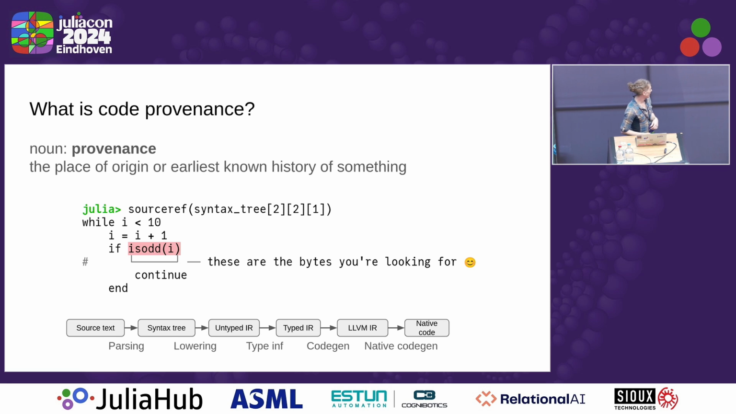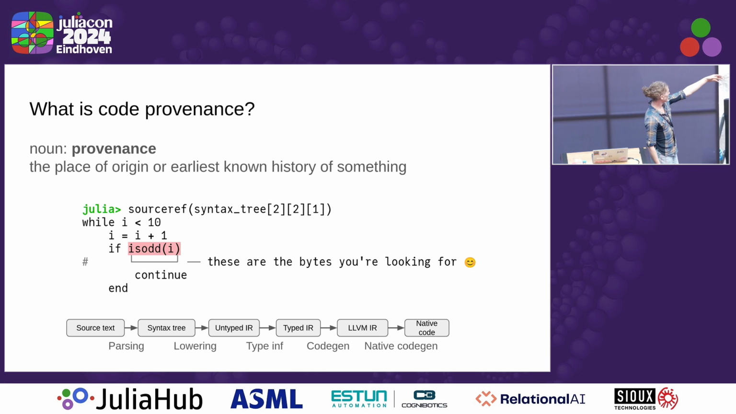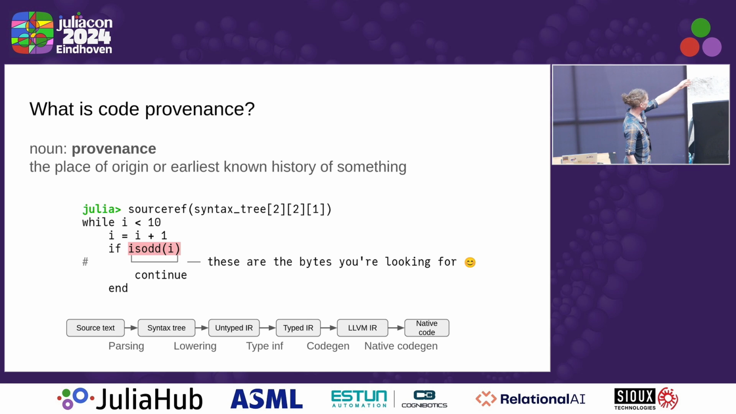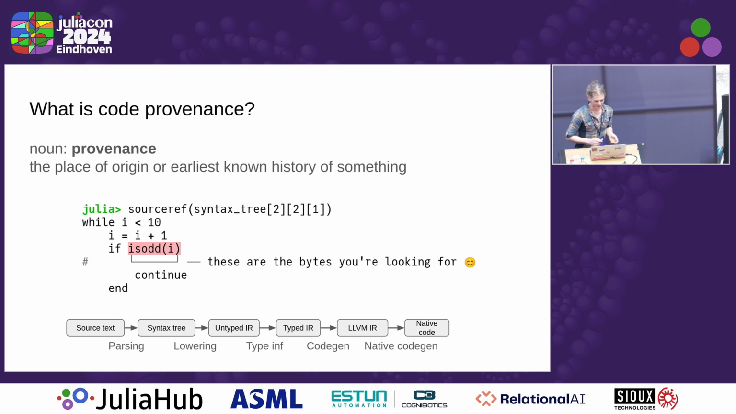So in this example here, we might have a syntax tree data structure, and we're digging into the internal list of children of that syntax data structure, and we can go back to the code and print it out. These are the bytes you're looking for. It's right these ones here.